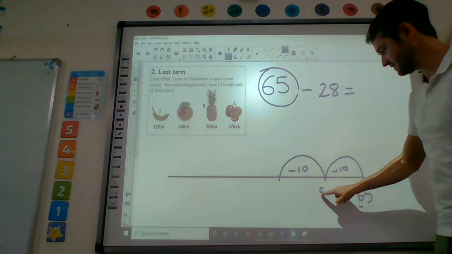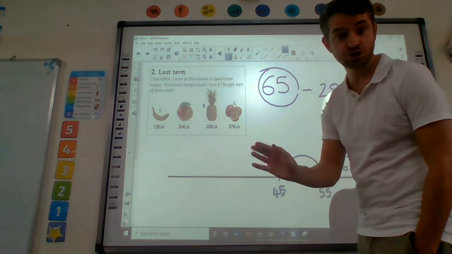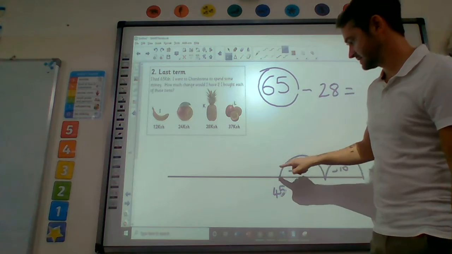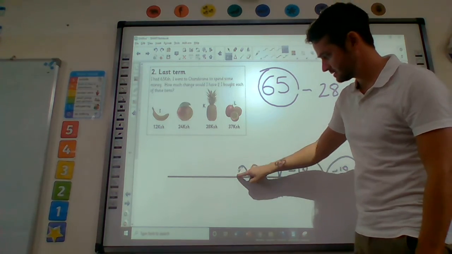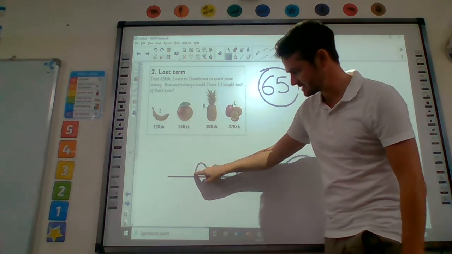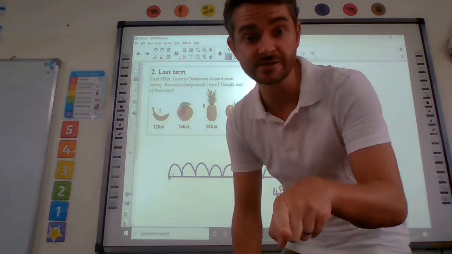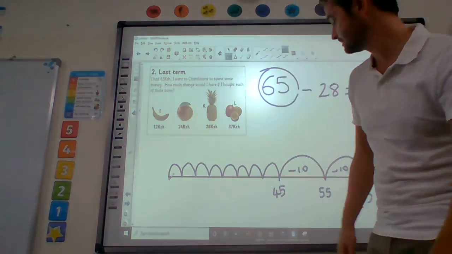65, 55, 45. So far so good, just like the last example. Here's the next bit though. 8. Got to spread out my ones carefully. 1, 2, 3, 4, 5, 6, 7, 8. Only just fits in on my number line. Did you leave enough space on yours? If you didn't, make that line a bit longer.